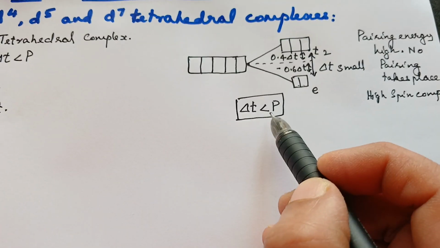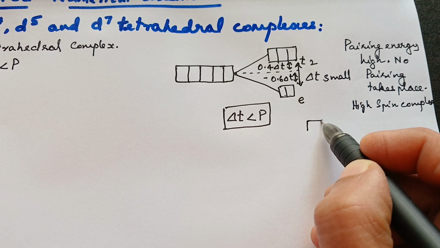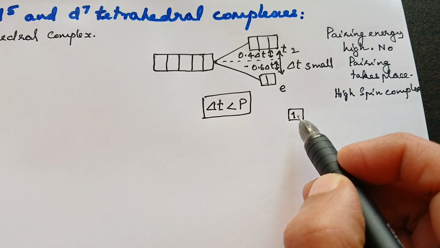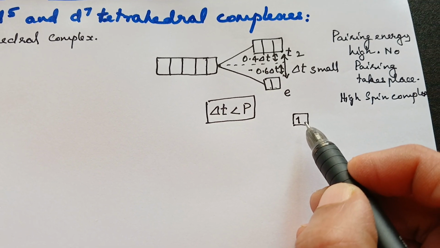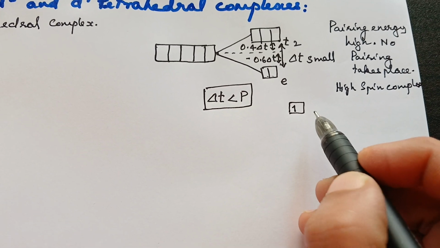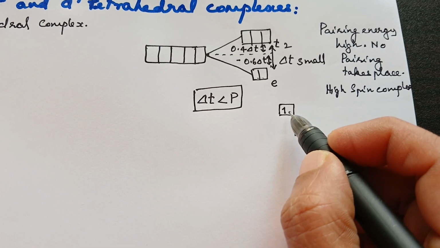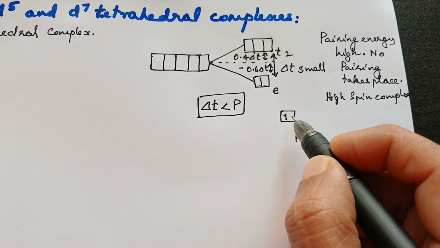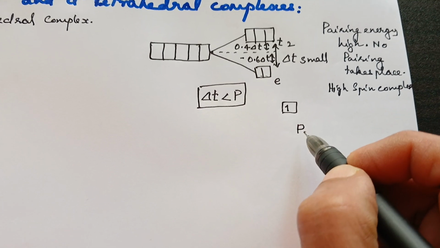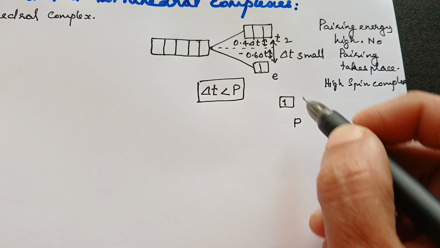Then delta T is less than P. P is called the pairing energy. That is, if you have an orbital like this, one electron occupies it. One more electron can come in here, but to put in that electron, energy is needed. And that energy is called the pairing energy, because when one more electron comes into this, there is repulsion between the electrons. To overcome that repulsion, you need a certain amount of energy, and that is called the pairing energy.